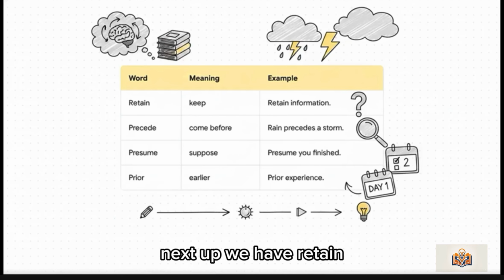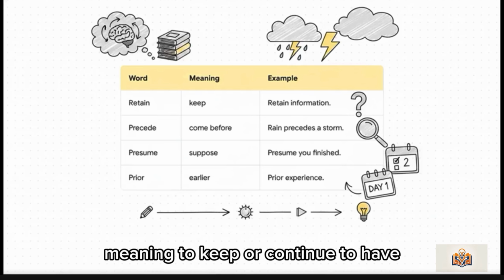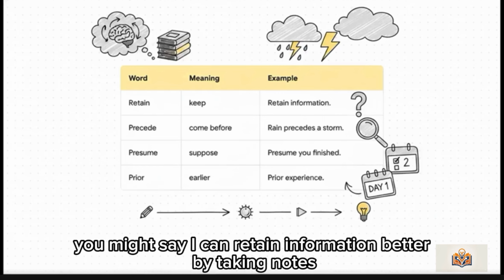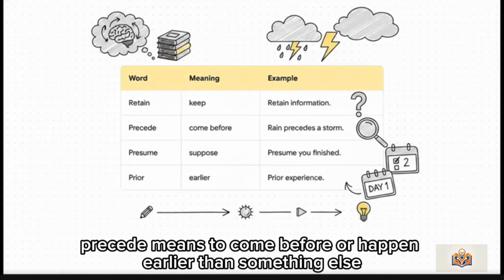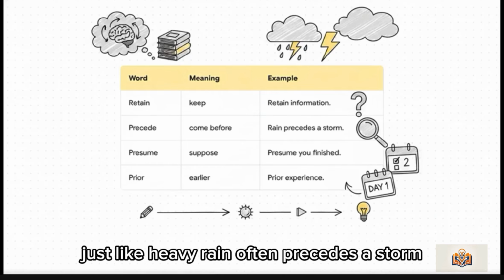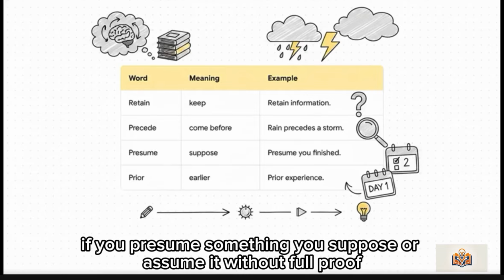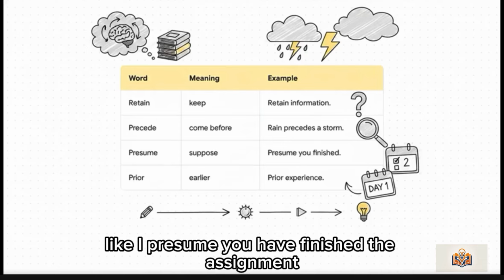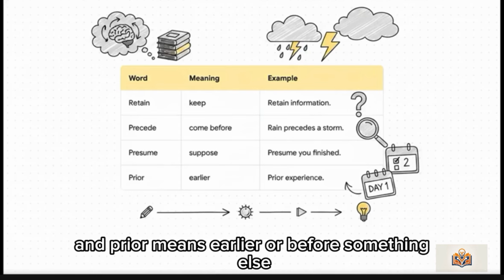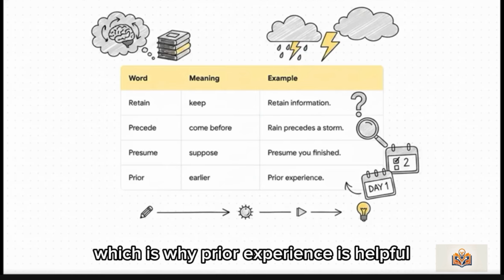Next up we have retain, meaning to keep or continue to have. You might say, I can retain information better by taking notes. Precede means to come before or happen earlier than something else, just like heavy rain often precedes a storm. If you presume something, you suppose or assume it without full proof, like, I presume you have finished the assignment. And prior means earlier or before something else, which is why prior experience is helpful.